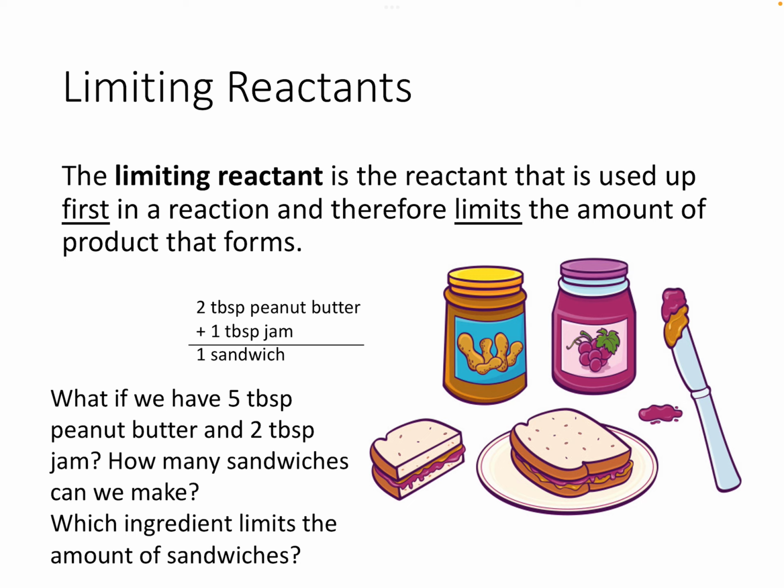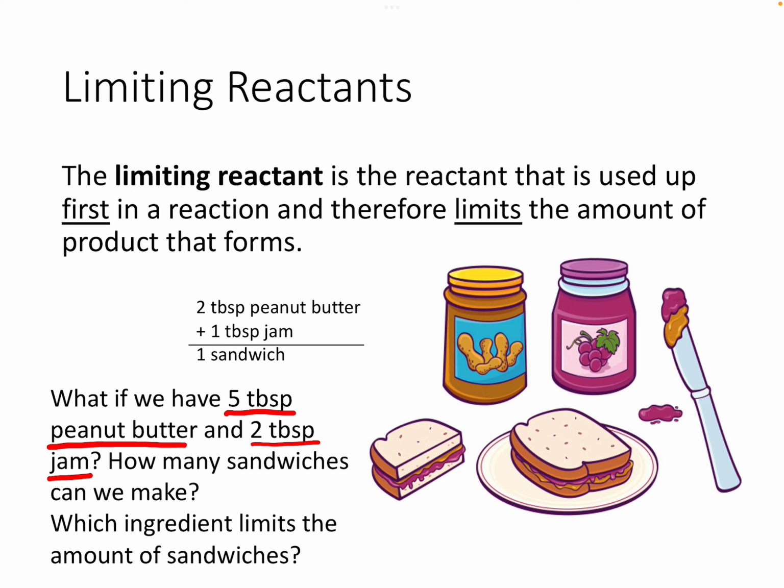So for example, let's say we're making a peanut butter and jelly sandwich, and our recipe calls for 2 tablespoons of peanut butter and 1 tablespoon of jam to make one sandwich. Of course, we're ignoring the bread here. What if we have 5 tablespoons of peanut butter and 2 tablespoons of jam? So that's just what we have around the house. How many sandwiches can we make according to our recipe?